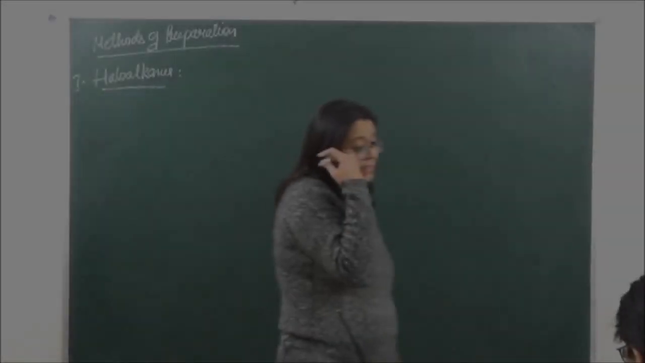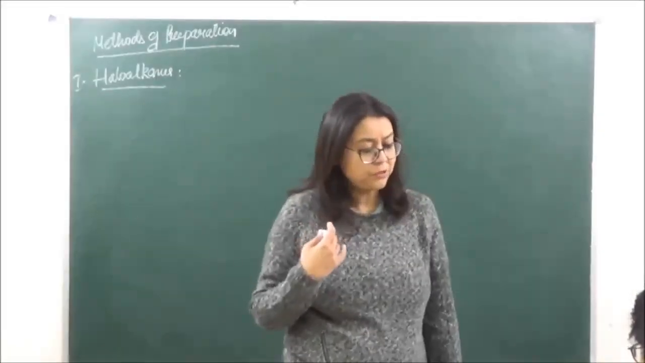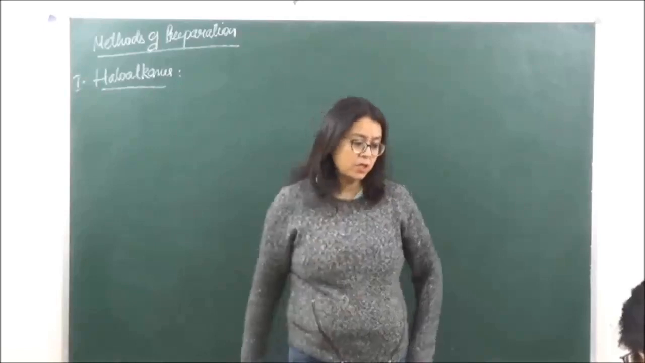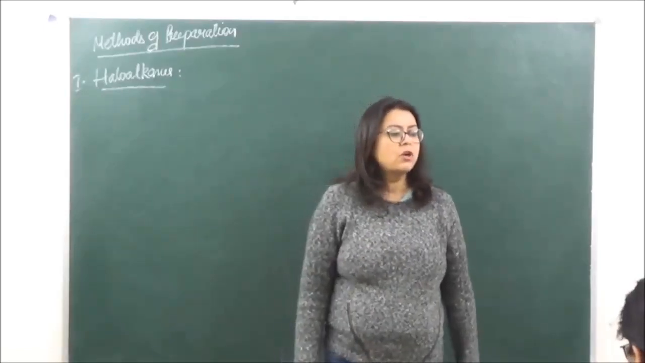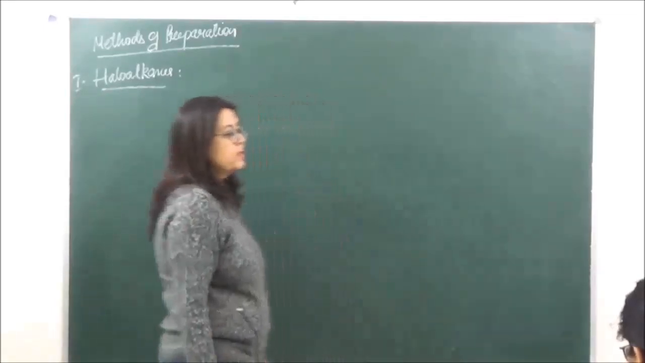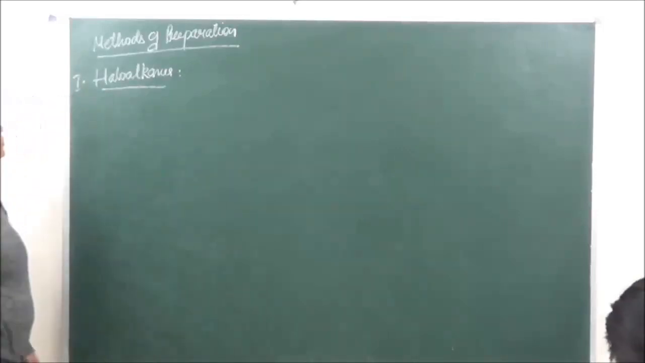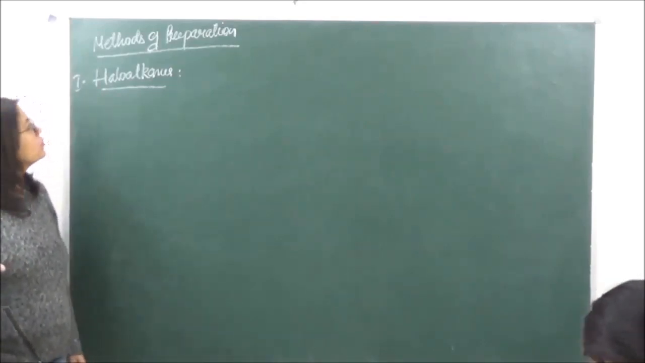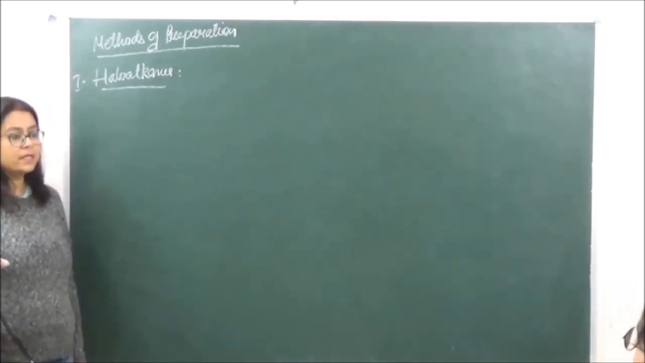Okay, so in our previous lesson, what did we do? We've done all the introduction of the haloalkanes and haloarenes. We did the classification, then we did the nomenclature, and then the last topic we did was isomerism. Now the next topic which we are going to discuss today is methods of preparation of haloalkanes and haloarenes. First of all, we will do the methods of preparation of haloalkanes, right?